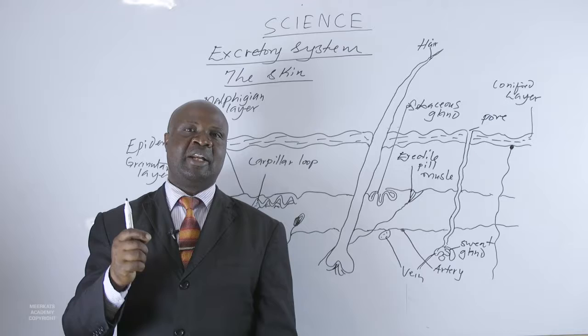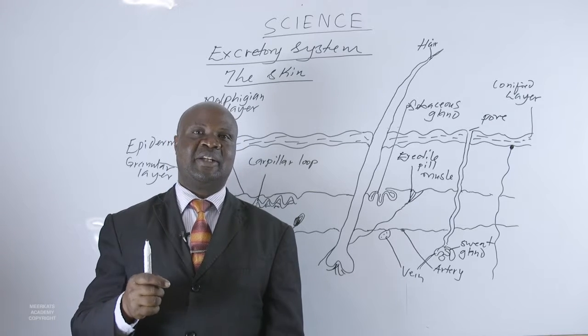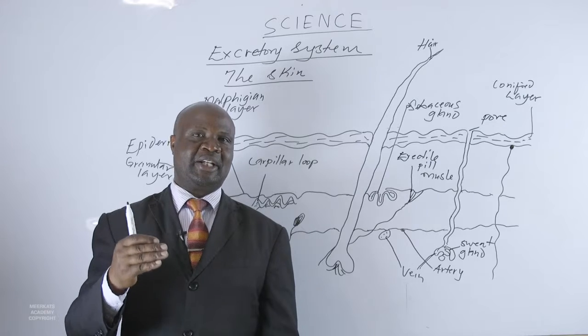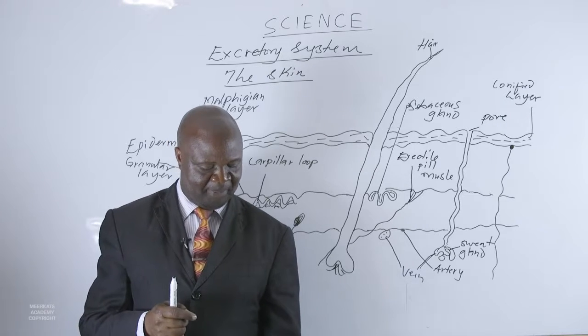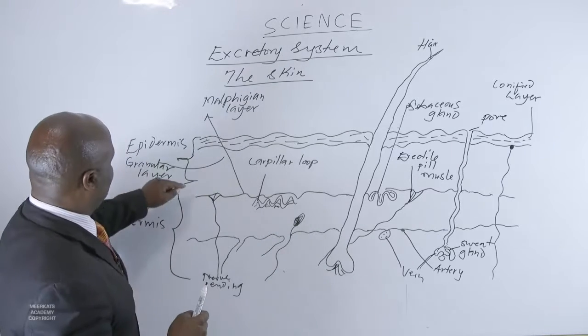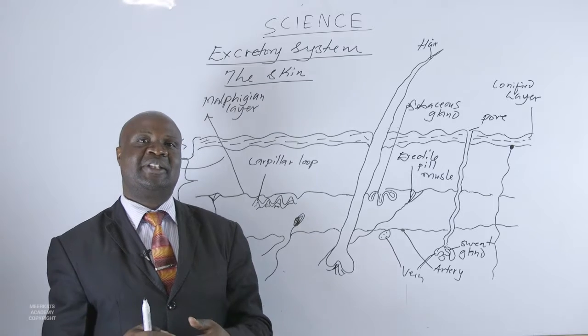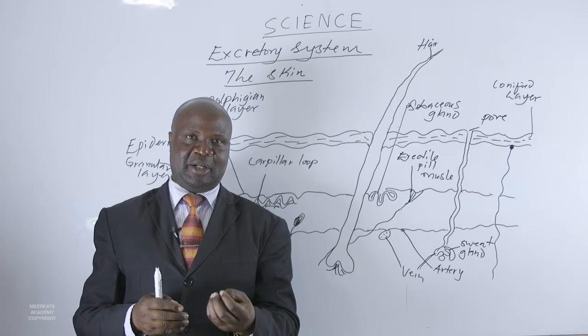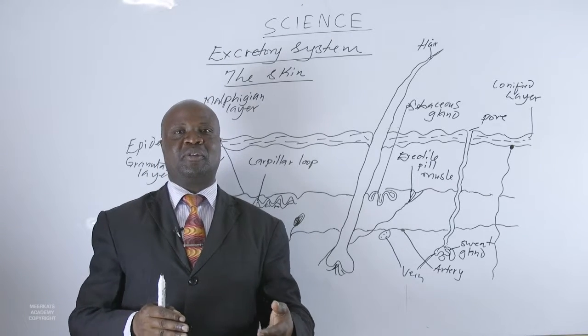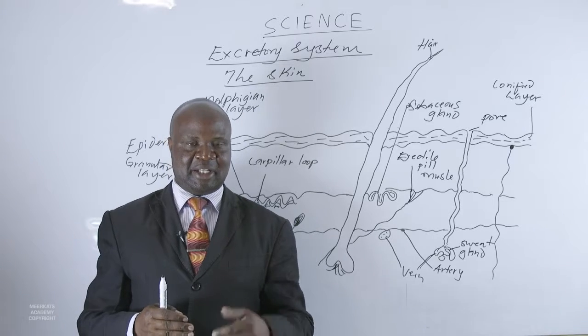Another function that the malpighian layer does is that it replaces the worn out tissue in the second layer, that is the granular layer. Now, when you go to the second part, the dermis, from here downward, this is the dermis layer. We have said the skin has two layers: one part is the epidermis, and the second part is the dermis.